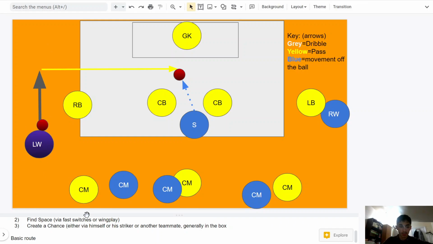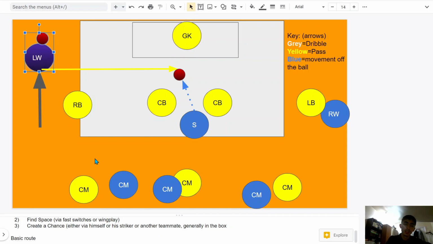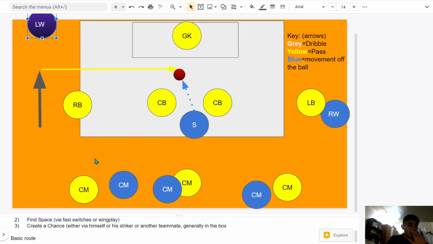I completely forgot. The third thing you should do as a winger is create a chance, either via yourself or your striker or another teammate, generally in the box. So that is very important. Please, as a winger, you have to create chances. That is your job. If you fail to create chances, I'll give you an example. This happened a lot to me as a winger. If you get the ball here and then you dribble it off the pitch like that and you take the ball out, you failed at your job.